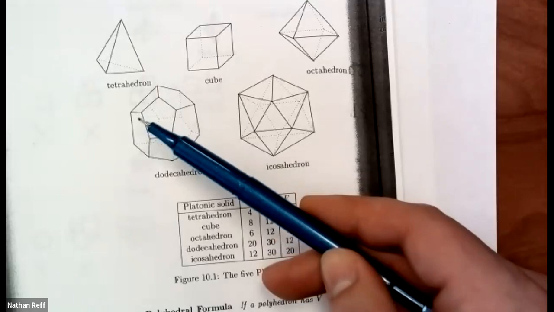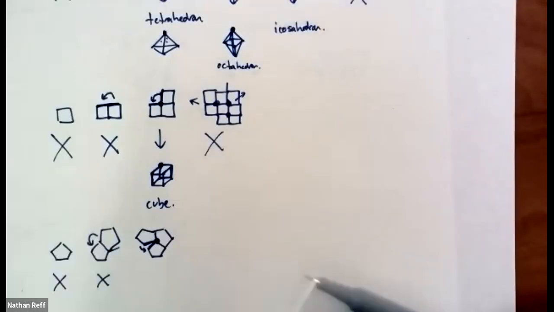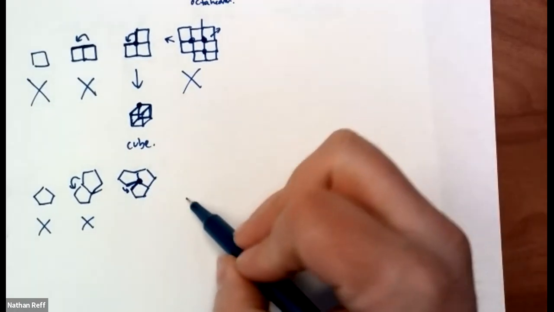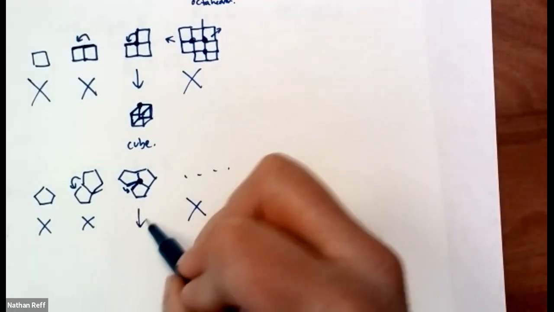And this is the only one that you can build with pentagons, because I can't cram another pentagon in that little gap right there, right? So anything larger than this, you're not going to be able to do, but this will give you the dodecahedron.